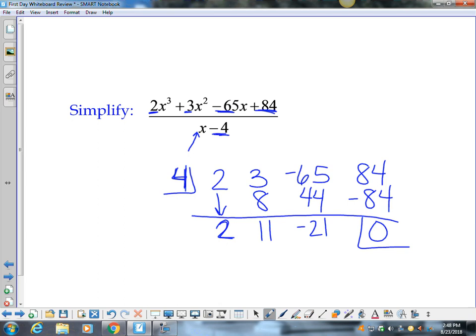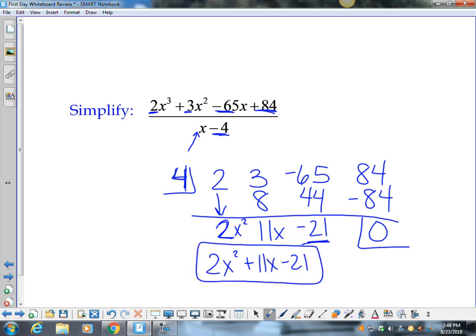4 times negative 21 is a negative 84, and that's a 0. Shelf off that last number. He's your remainder. And put your x's back in. This one's always going to be your constant. He's going to have your x. He's going to have your x squared. So 2x squared plus 11x minus 21. Again, that's all review.